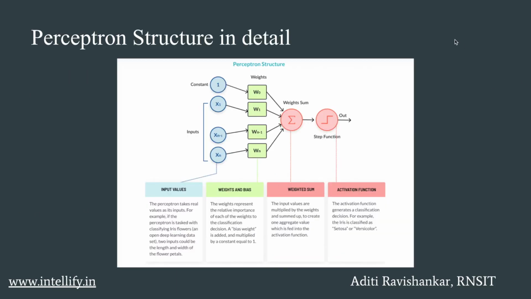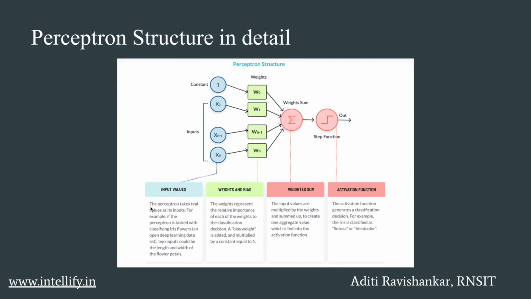Let us now look at the perceptron structure in detail. So we have the first layer, that is inputs, and we saw x0 was equal to 1, represented over here. We have w0, w1, these are all the weights, and then you take a summation, and then you pass it through something called an activation function, which we will be looking at in the next video, and then you get the output.